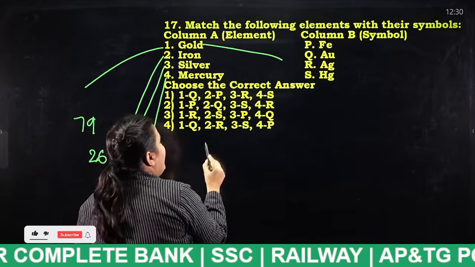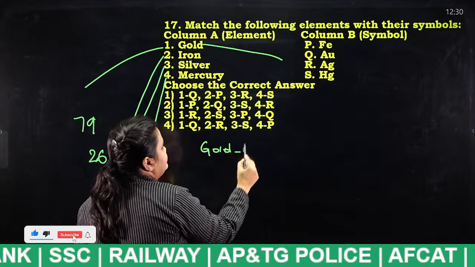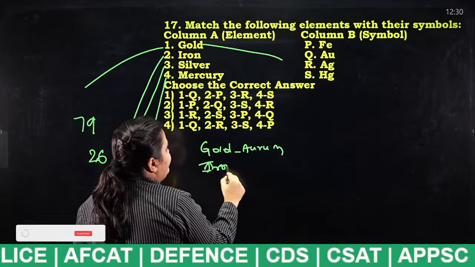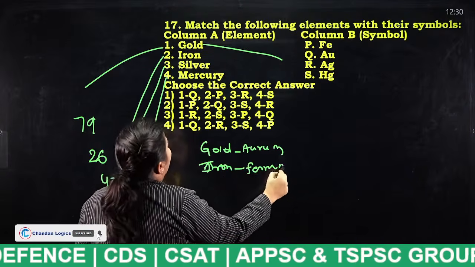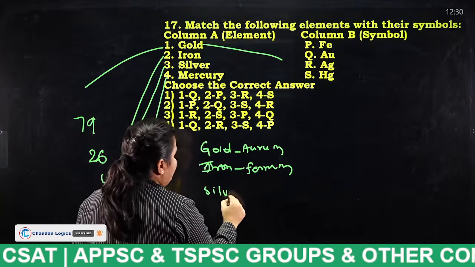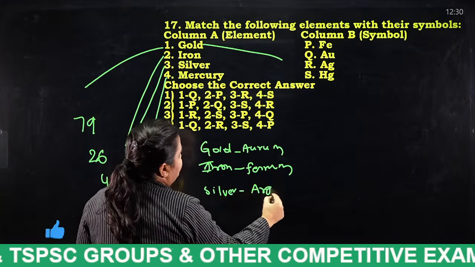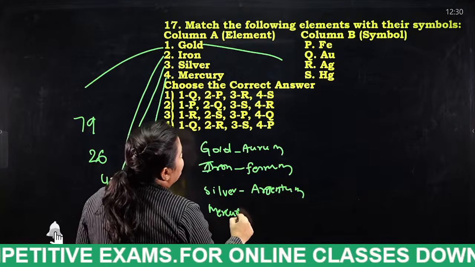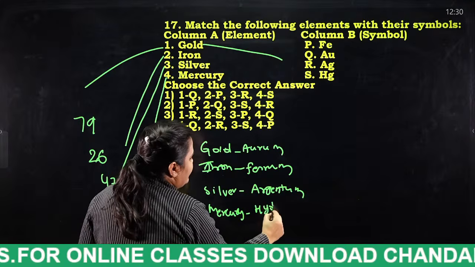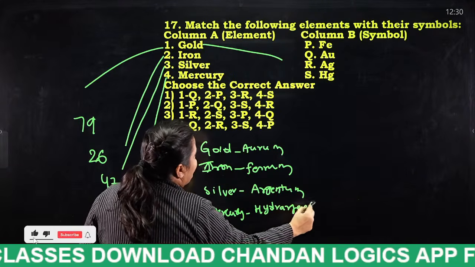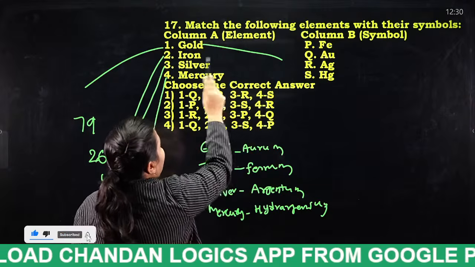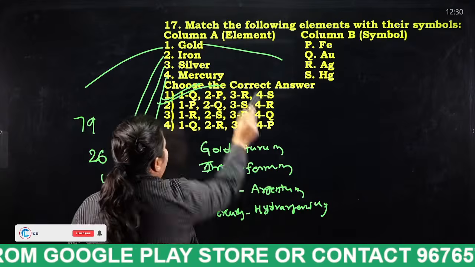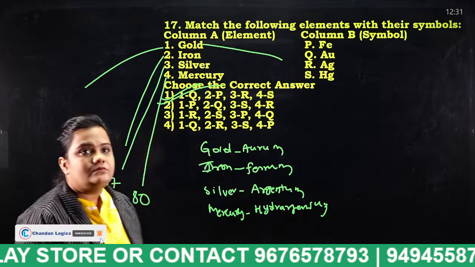Okay. So, gold is known as what, students? Aurum. Iron is known as what? Ferrum. And silver is known as what? Argentum. Okay. And finally, mercury is known as what? Hydrargyrum. So, what is the answer for this question, students? QPRS, option 1. Okay. Very good.